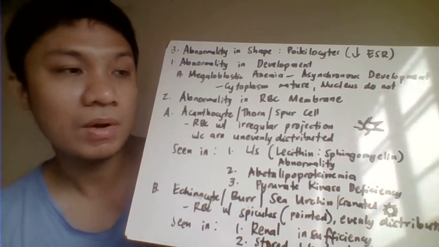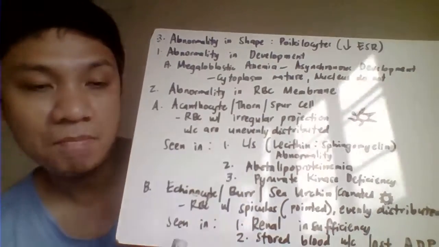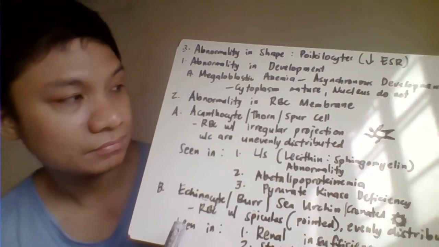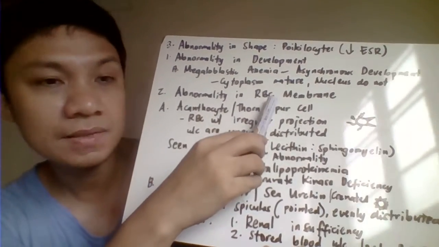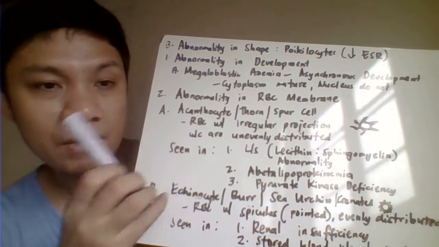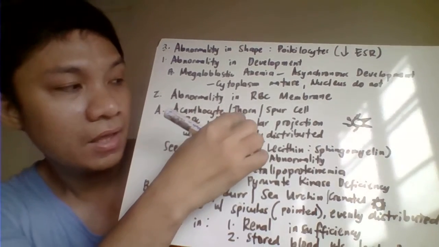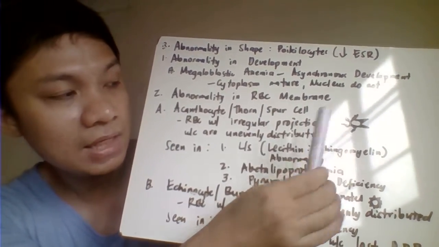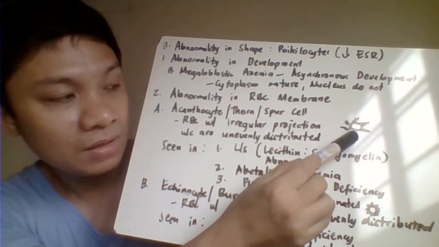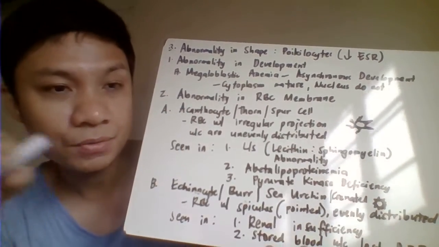And therefore, you call that one your abnormality in the development, asynchronous development. And the next one, we have here abnormality in your RBC membrane. First one, we have the term acanthocyte, thorn cells. These are those RBCs wherein they have spicules, okay, spiculated, or may mga patusok-tusok.